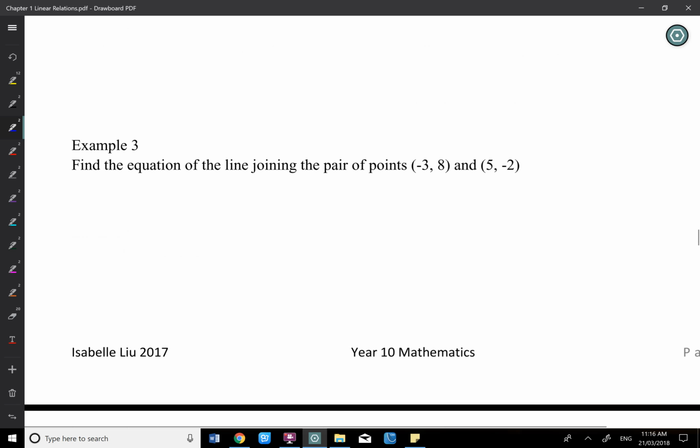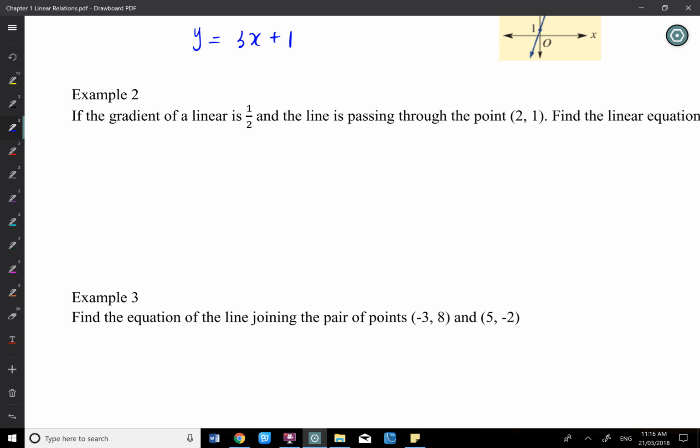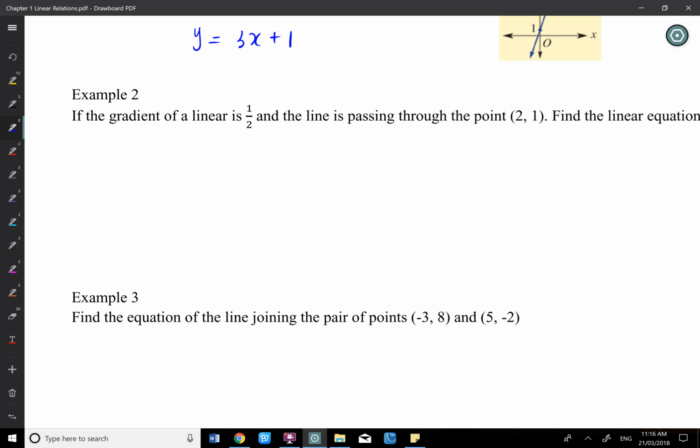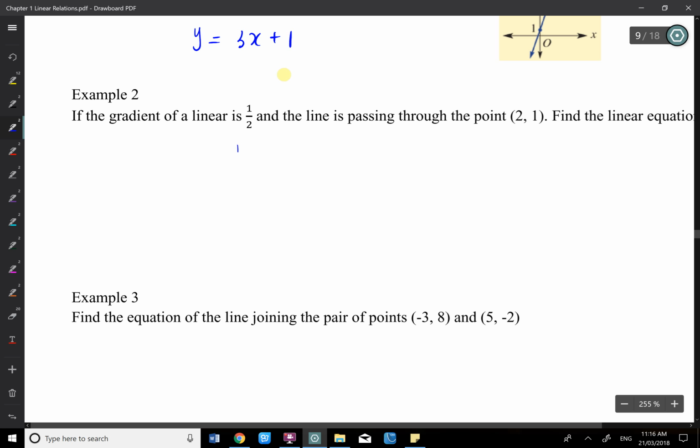Okay, let's have a look at the next one. If the gradient of a linear is a half, and the line is passing through the point 2, 1, find the equation. First question, do we know the gradient? Yeah, we know the gradient. Gradient is what?